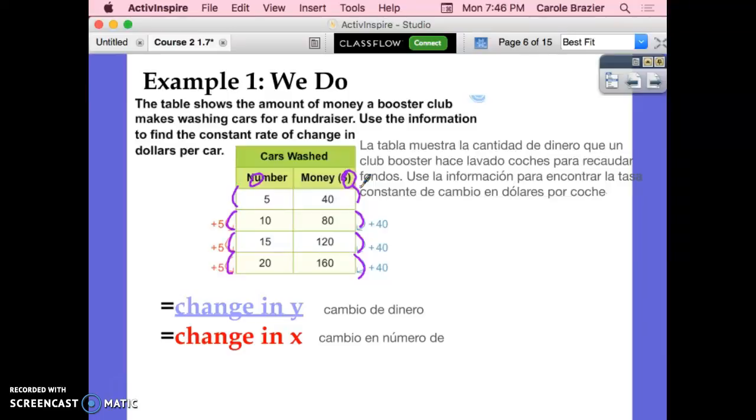It is a linear line, so it's a straight line. It goes through the origin, so yes, it is proportional. And then my change of y in this one is going to be 40 over 5, which would be the same thing as 8 over 1. So you still want this unit rate, so you always want that x to be over 1.